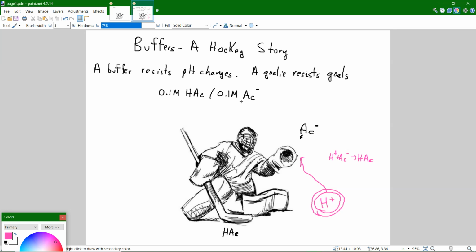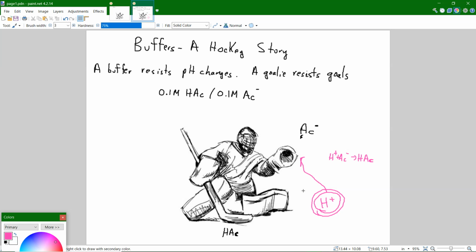Now, after a while, through scouting reports, the other team may hear, hey, this goalie is great at stopping wrist shots, and you can choose whatever goalie you want from whatever team you want. You can decorate your goalie when you're sharing this analogy with others. In other words, great at stopping incoming H pluses. So you have to find something else.